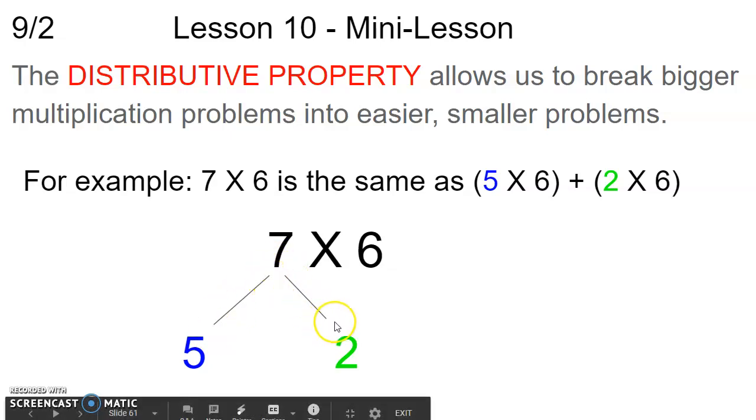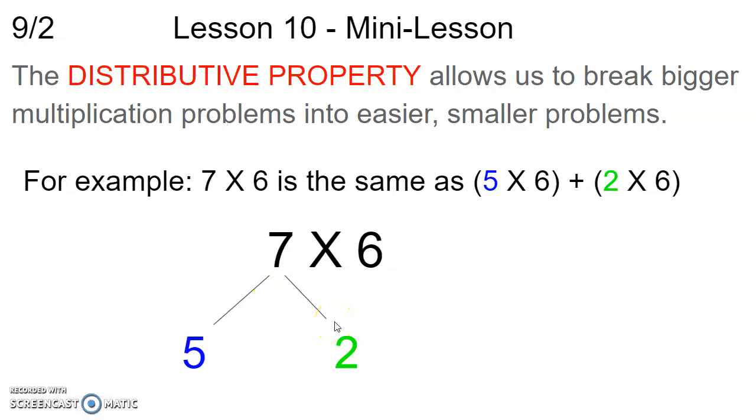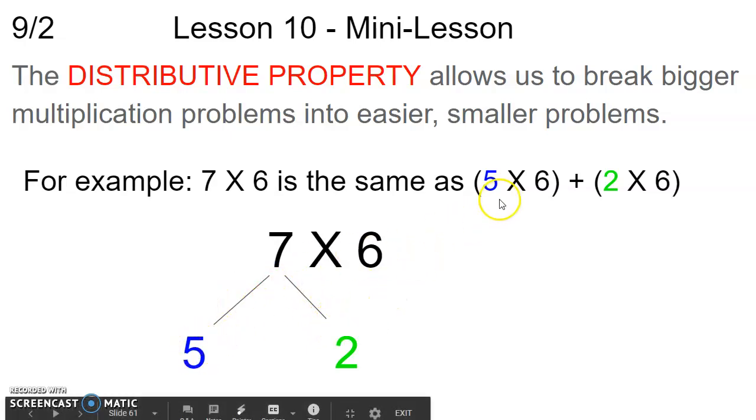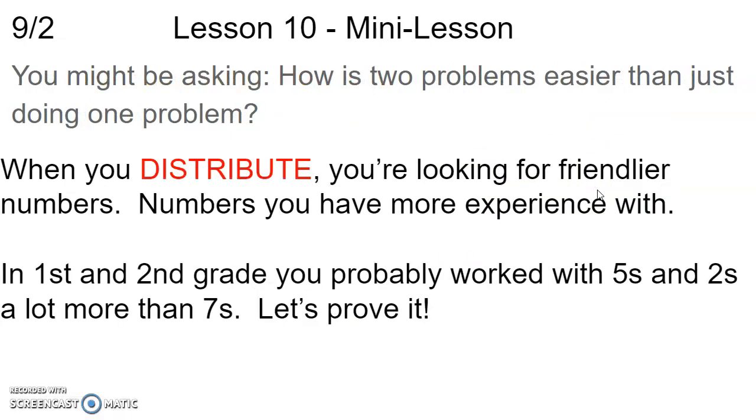Now I could have chosen 4 and 3, I could have chosen 6 and 1, but I chose 5 and 2 for a very specific reason. Notice I colored the 5 blue and I colored the 2 green, and I did that so you could see where those numbers come from. I chose 5 and 2 because 5 and 2 are friendly numbers.